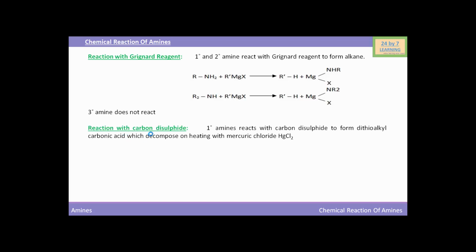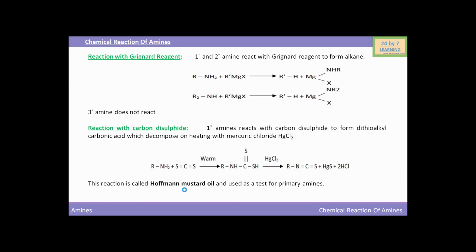Now we will see the reaction of amines with carbon disulfide. Primary amines react with carbon disulfide to form dithioalkyl carbonic acid, which decomposes on heating with mercuric chloride, HgCl2. You can see here the reaction RNH2, that is the primary amine, when it reacts with CS2, then after warming, the reaction will yield dithioalkyl carbonic acid, which decomposes on heating with mercuric chloride and will form RNCS, that is alkyl isothiocyanate, or we can say mustard oil.